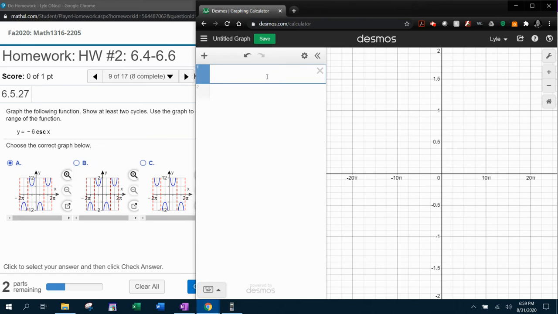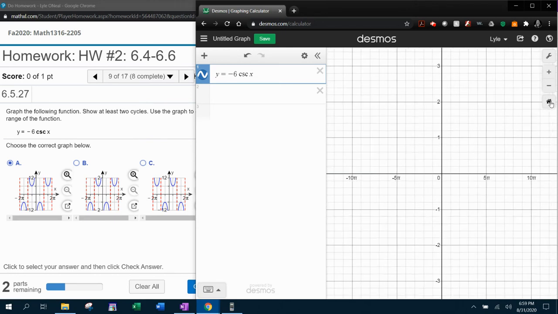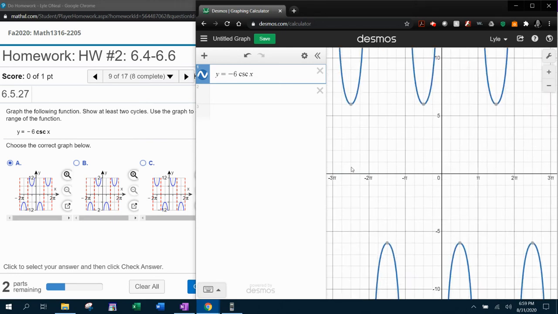Okay, so let's input this equation into Desmos. -6 csc x. Yes, Desmos will graph cosecant x. Enter. Wait a second. Why is it not graphing anything here? Oh, it's because I have my window set to a weird scale. If you ever type something in, you're going, where is the graph? Click this home button and it'll reset your window to a standard 10 by 10 window.